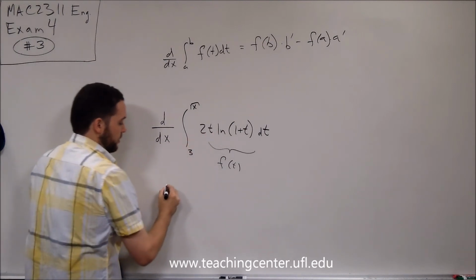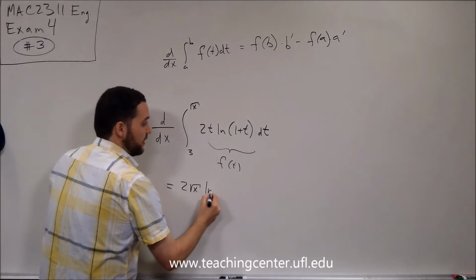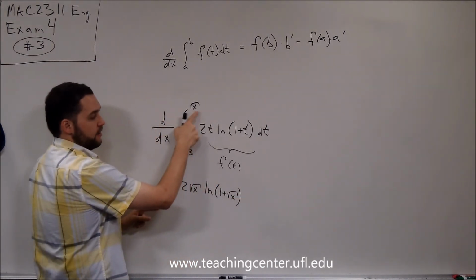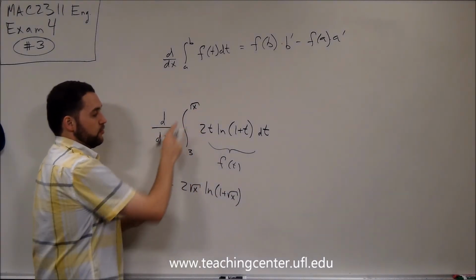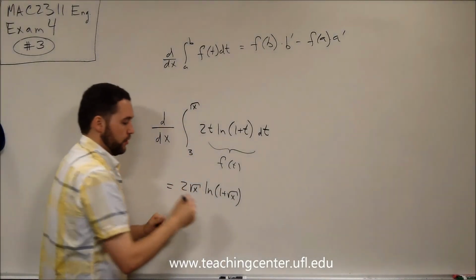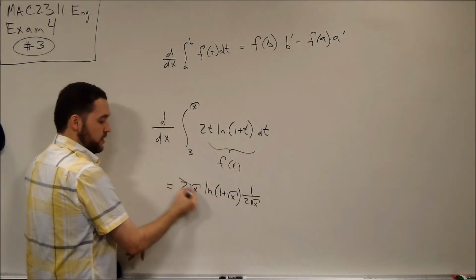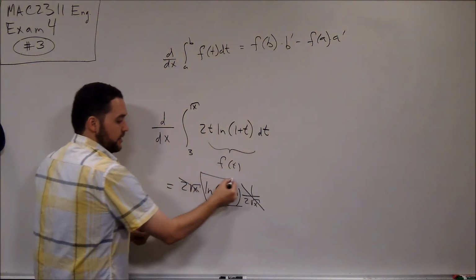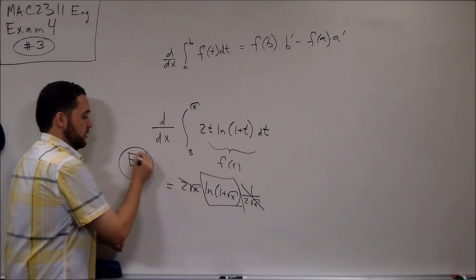So this expression here is equal to 2 square roots of x times ln of 1 plus square root of x. I just plugged the top bound into the function here. Then I multiply it by the derivative of square root of x, which is 1 over 2 square roots of x. You can see that this will perfectly cancel out with that. And you're just left with ln of 1 plus square root of x, which is answer choice E. And that's it.